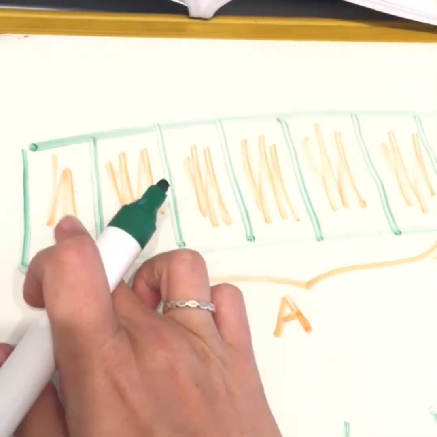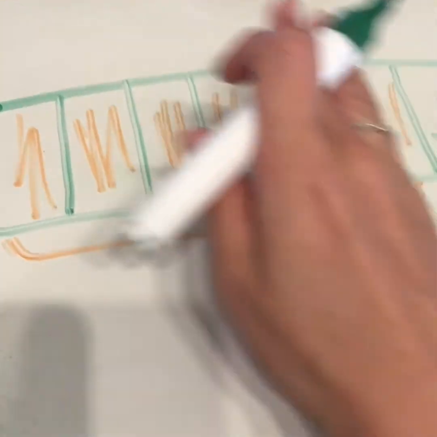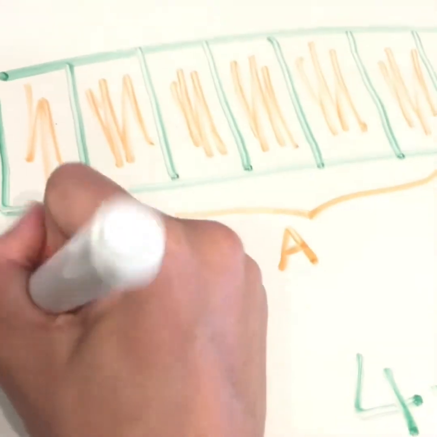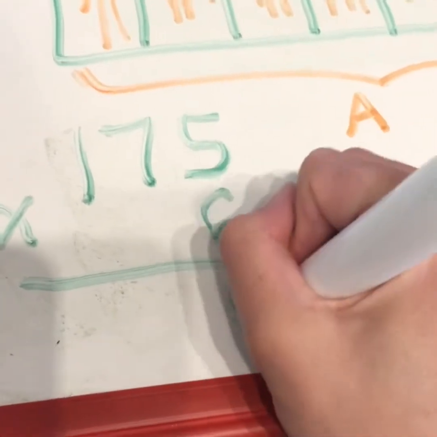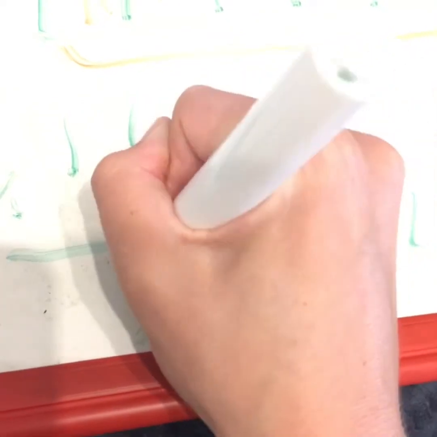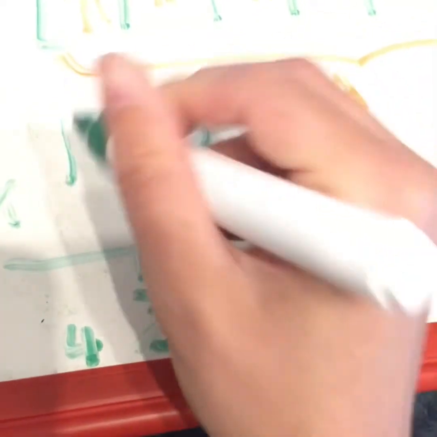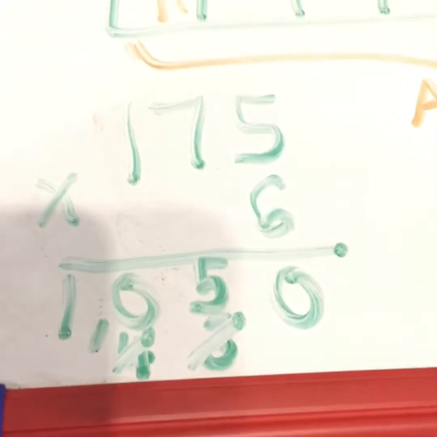So, to then work out how many adults there were, I've got 1, 2, 3, 4, 5, 6 parts, because each one's 10% and 60% was adults. So I need to do 175 times 6. 5 times 6 is 30. 6 times 7 is 42, add 3 is 45. 6 times 1 is 6, add 4 is 10. So there would have been 1,050 adults.